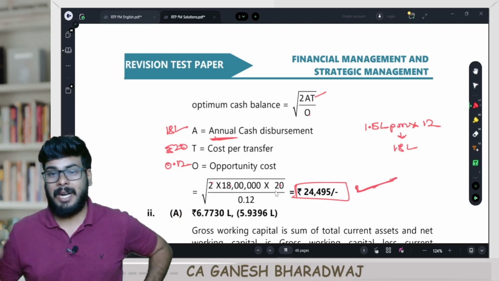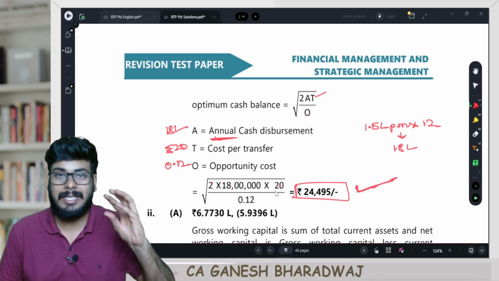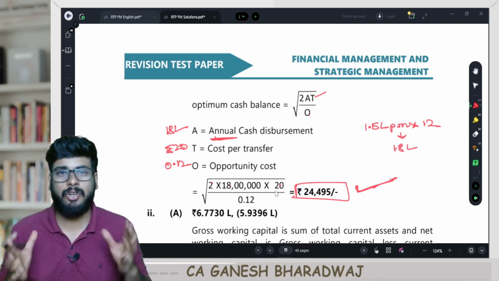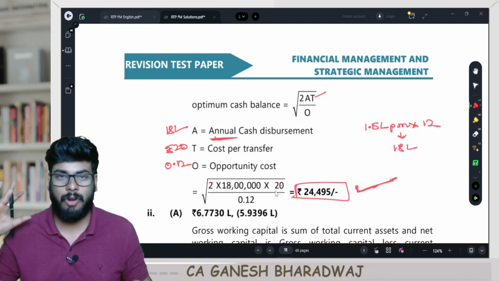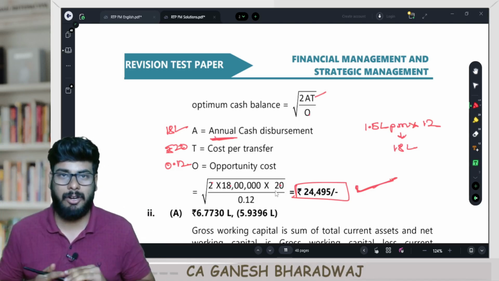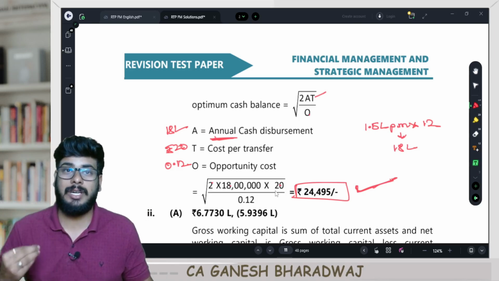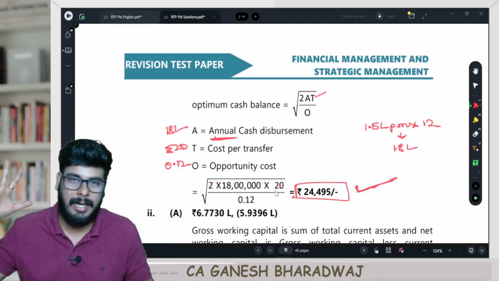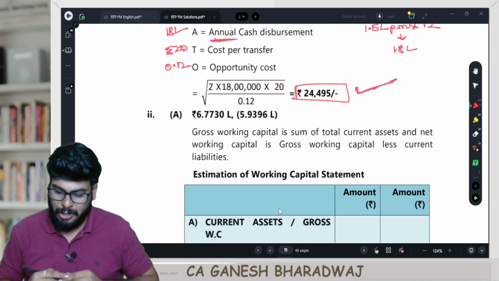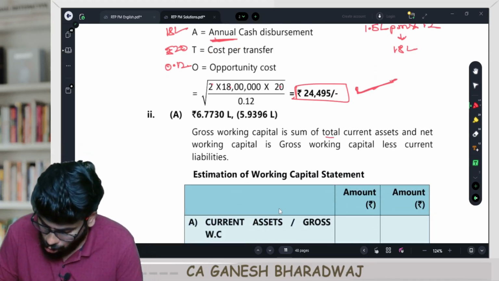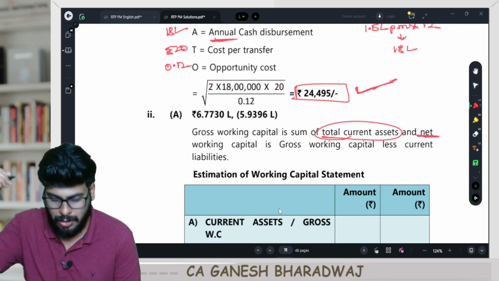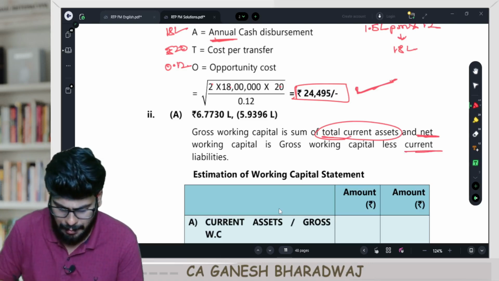Now, the second part of the question, what have they asked? They have asked us to calculate the gross working capital required and the net working capital. Gross working capital means what? Sum total of all the current assets. Basically, why are we calculating this? We are calculating this to find out how much money needs to be blocked in terms of current assets. Are you clear with this? Right? So, gross working capital is a sum total of total current assets, and net working capital means the gross working capital, that is your total current assets minus current liabilities.